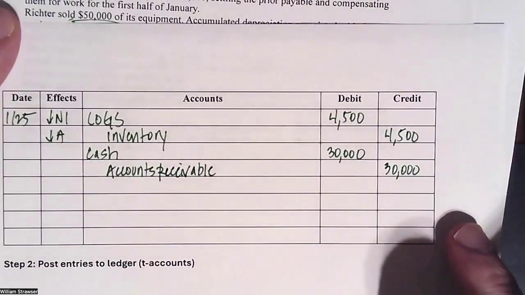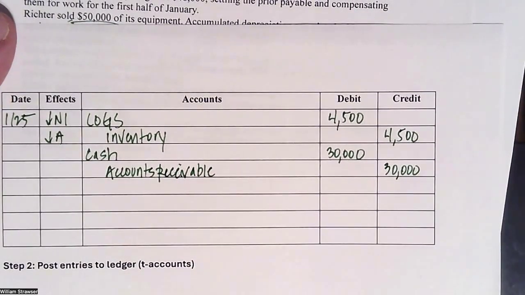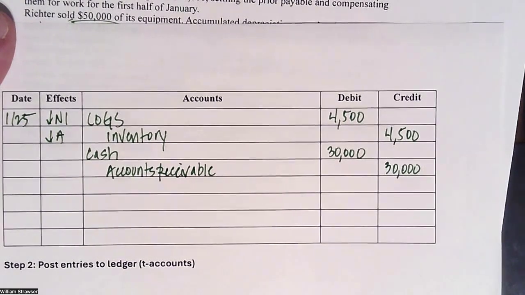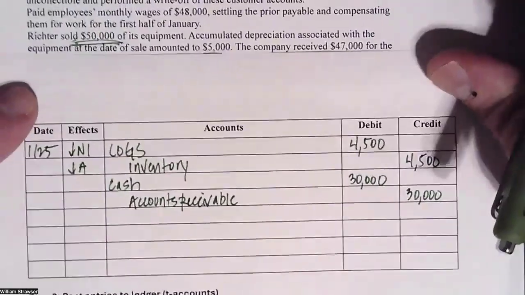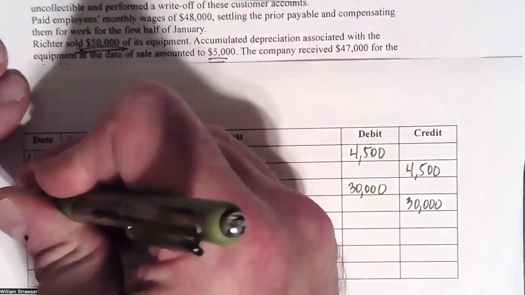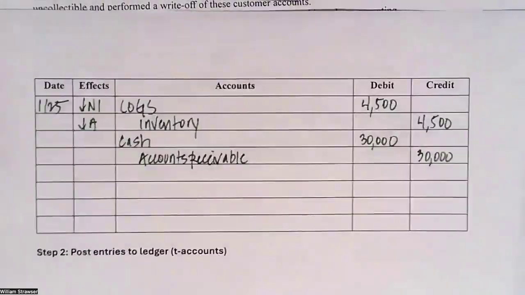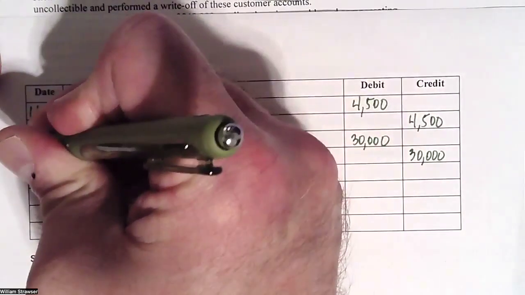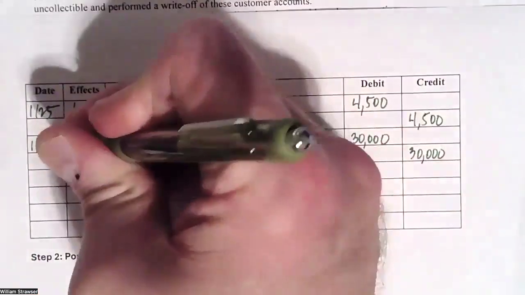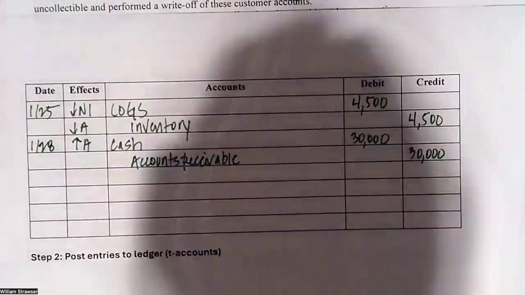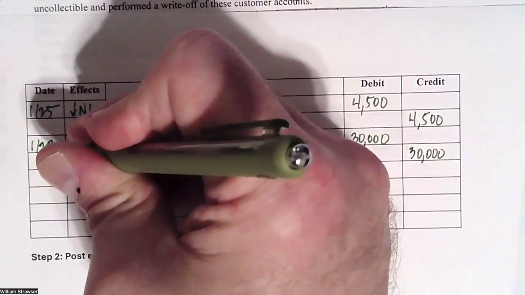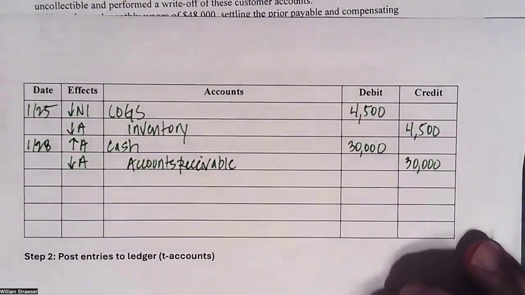No net income effects here, because the net income effect would have been recognized, for example, let's say up here when we made the sale. Just remember, we're working under an accrual system. We do not have to have cash exchange hands for us to record a revenue. We want to record that revenue when the real action happened, providing the product or service. Now, this is just a collection after the fact. Right? That's the easy part.